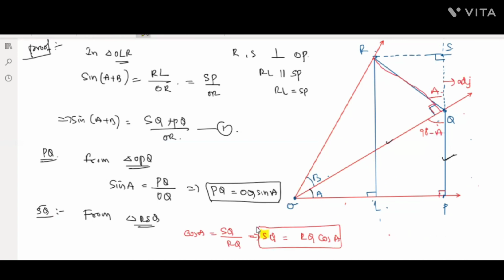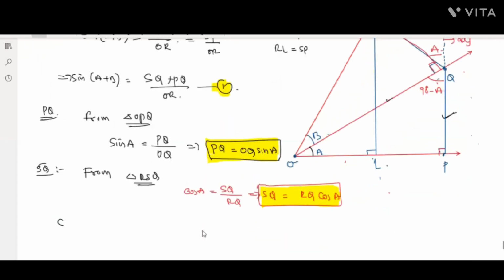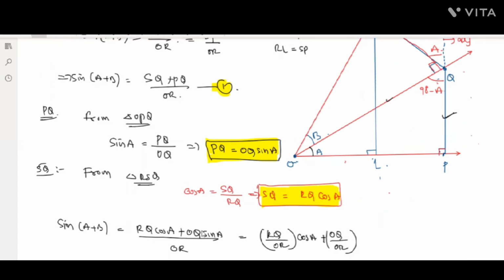So this is one result, and this is another result. Let's substitute these two results in equation 1. So what we will get is sin(A+B) is equal to SQ, which means RQ cos A plus PQ, that is OQ sin A, divided by OR. So this we can write as RQ by OR into cos A plus OQ by OR into sin A.